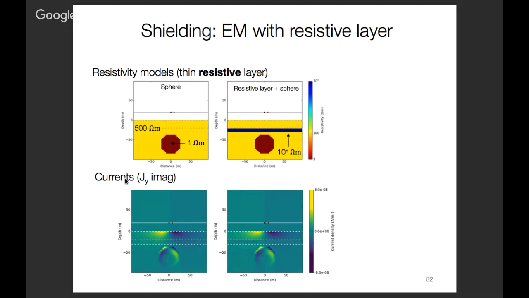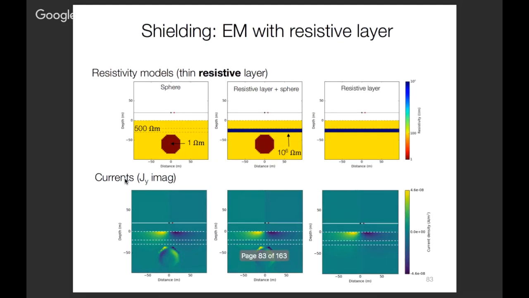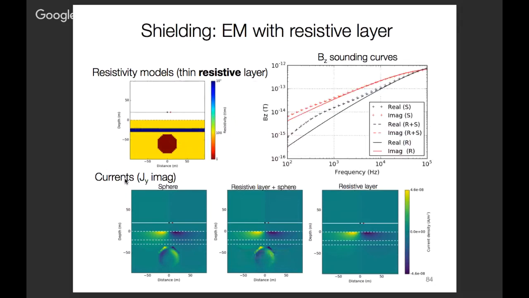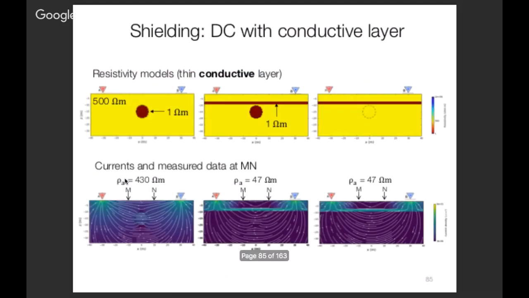This is probably one of the biggest benefits of an inductive source system when you're trying to look for conductors in a very challenging background. So again, what we see with the resistor and just the background is that they're pretty much the same. So we can basically see through that resistive layer.